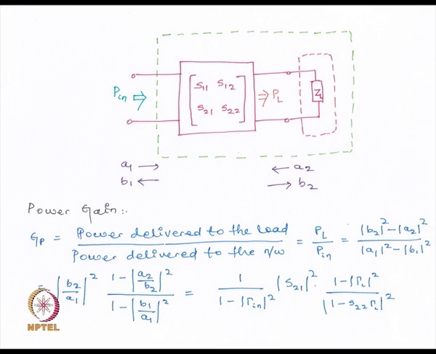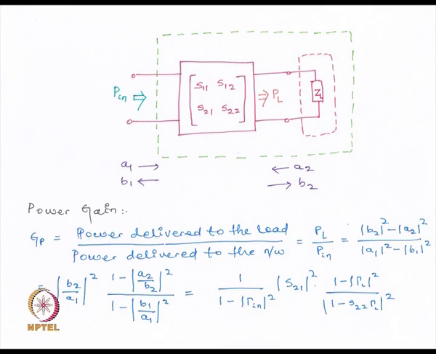That is, if we have a source, then some part of the incident power from the source will be reflected back, and some power will enter the network. So, power delivered to the network refers to only that component of the input power which actually enters this network and is not reflected. So, that is why Gp is given by PL upon Pin.